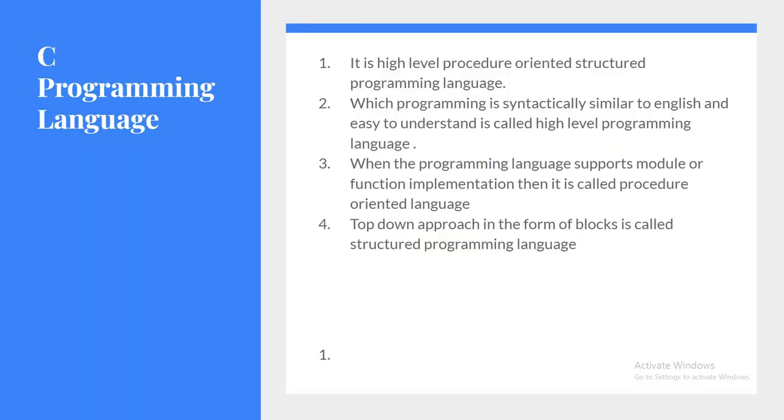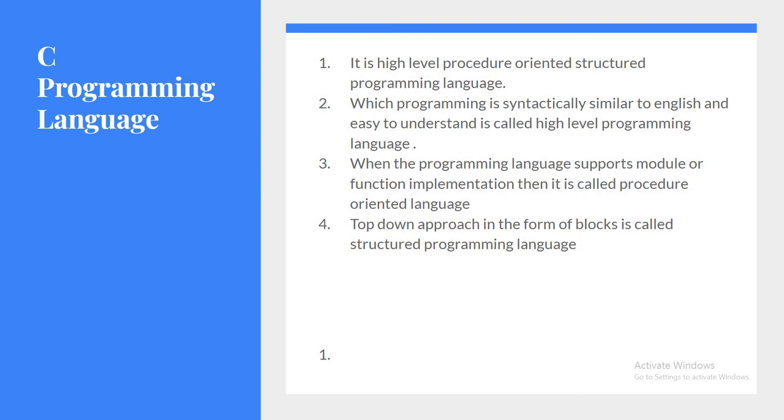About C, it is a high level procedure oriented structured programming language. Coming to the C programming language, C is a high level procedure oriented structured programming language. A programming language which is syntactically similar to English and easy to understand is called a high level programming language. If you have the question what is a high level programming language, it is one syntactically similar to English.